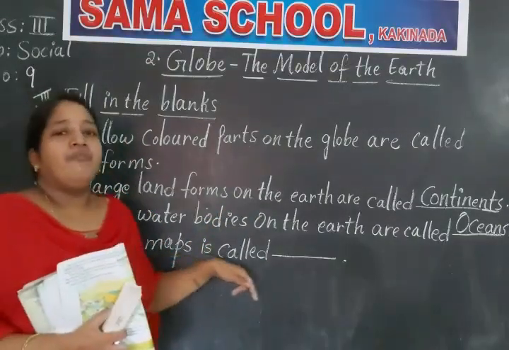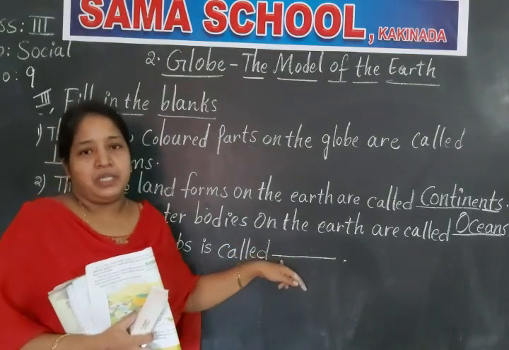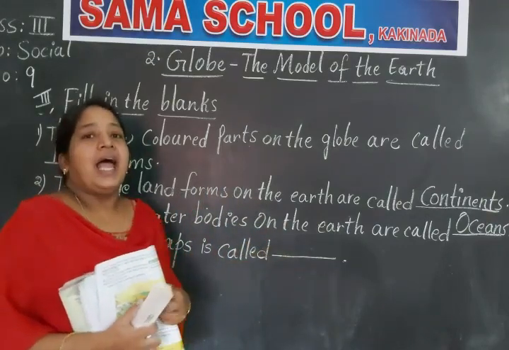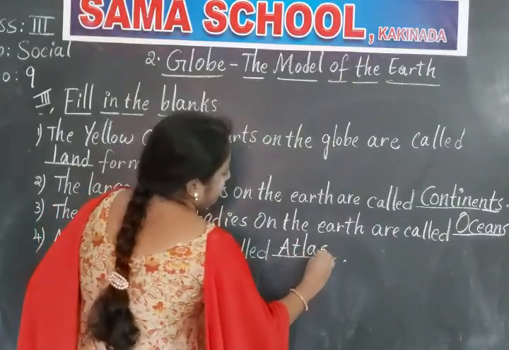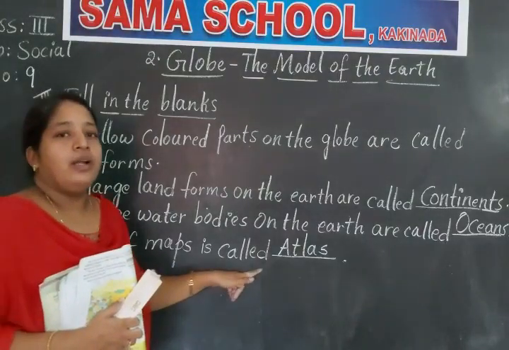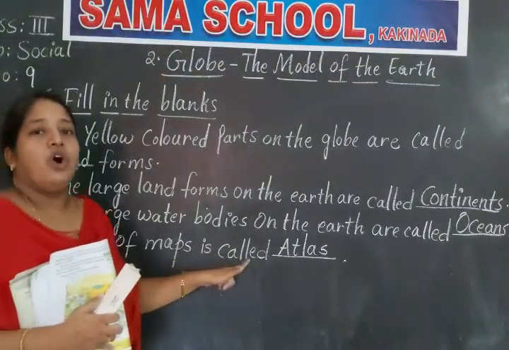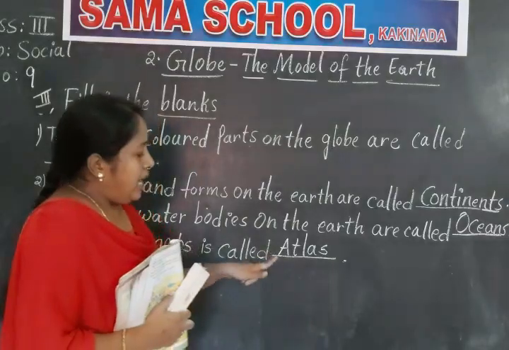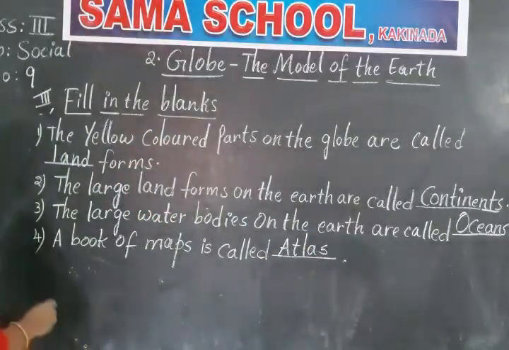Okay, so a book of maps. In the previous video I showed what is a book of maps. That book contains a lot of maps, and we call it an atlas. What is that book called? Atlas. A book of maps is called atlas. A-T-L-A-S. Atlas.